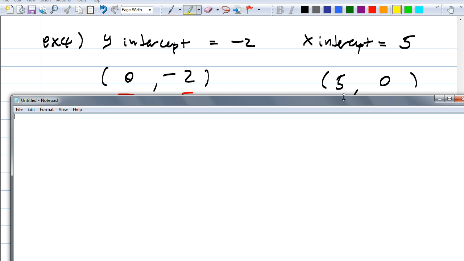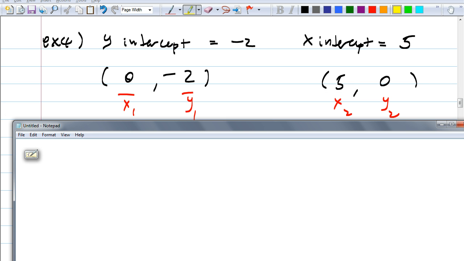That's correct. And now, if you have 2 points, can we figure out the slope? Right? Can we now find the slope? Because I could use that as x1, y1, x2, y2. Okay, Alvin, what's the slope going to be?